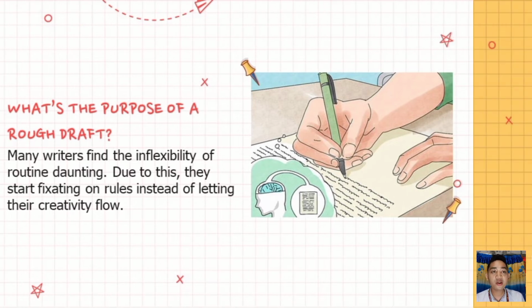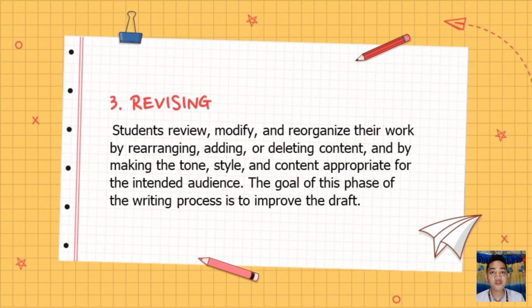Let us move on to revising. Students review, modify, and reorganize their work by rearranging, adding, or deleting content, making the tone, style, and content appropriate for the intended audience. The goal of this phase of the writing process is to improve the draft. One of the most crucial stages of writing is the revision phase. It is when your initial draft takes proper shape as you start aligning it according to the specific rules.